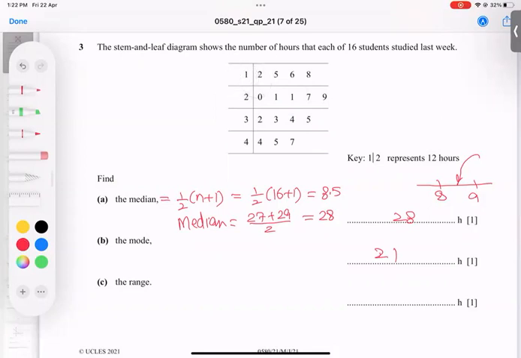Lowest value is here: 1 and 2 become 12, and highest value 4 and 7, so 47. Very clear sense, 47 minus 12 gives you 35. So 35 is our range. Alhamdulillah Rabbil Alameen, this point is also clear.